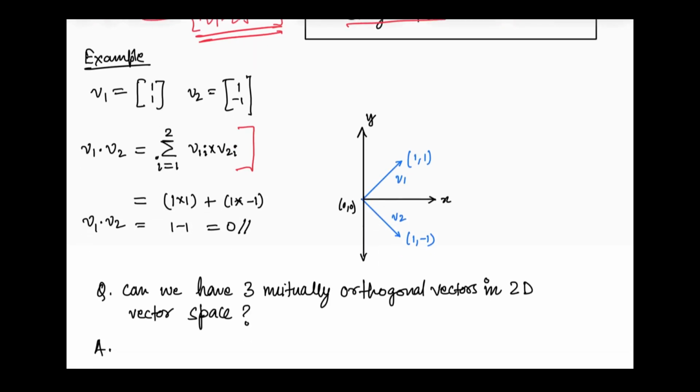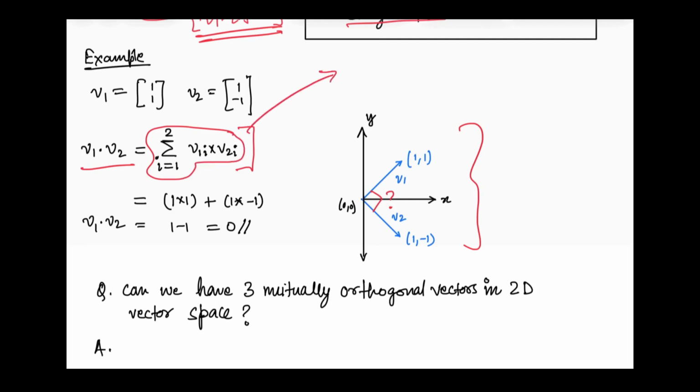As an example, we will take these two vectors v1 and v2 represented in x and y in this particular coordinate frame, and we do not know what the angle is here. It looks like 90 degrees, but we are not sure whether it is 90 degrees or not. Then what we do is we find the dot product. The dot product is the summation of the product of individual elements of the vectors. In here, v1 has 1, 1 and v2 has 1, minus 1.